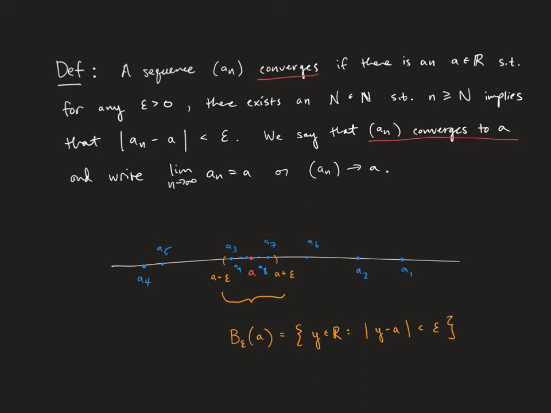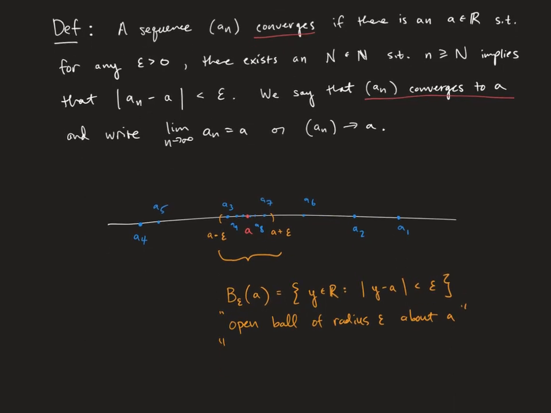Okay, so this is the open ball. So this is the open ball of radius epsilon about A. Or even shorter, you can just say the epsilon ball around A. Or in the book's terminology, they say this is the epsilon neighborhood of A. Okay, and so the B is more common.